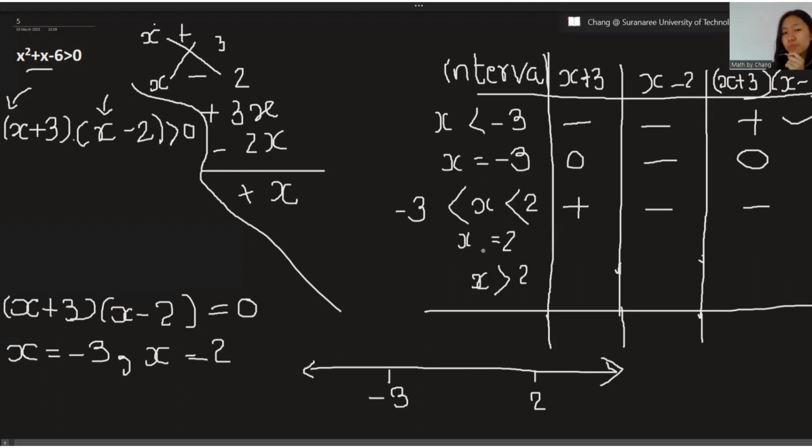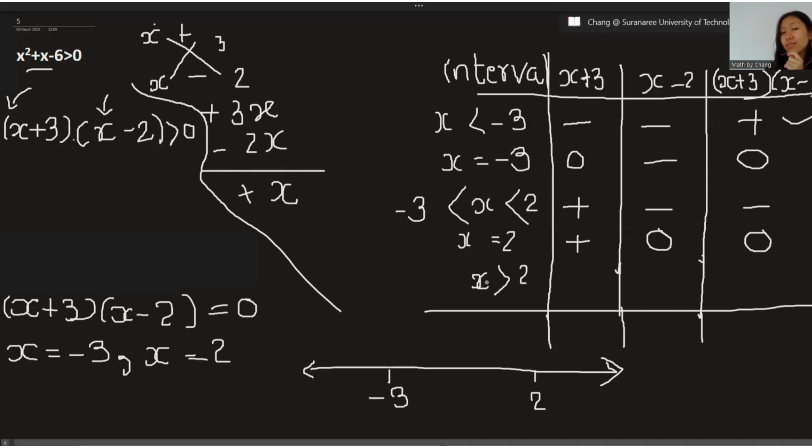How about you put 2 in the place of x? You will get 2 plus 3, you get plus, right? 2 minus 2, you will get 0, right? So when you multiply 0 with any number, you will only get 0. So we also cannot consider this interval.